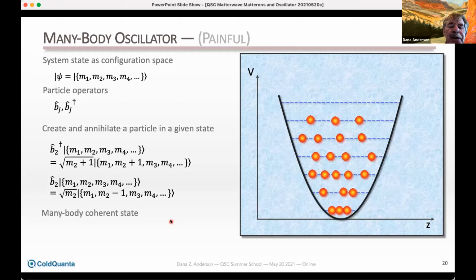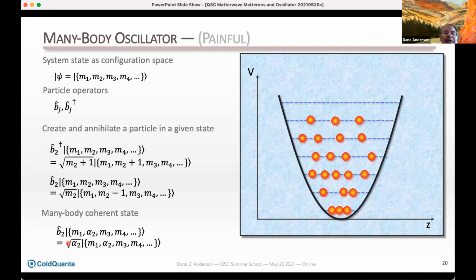And then there's something called a many-body coherent state. That's different from the harmonic oscillator coherent state I mentioned before. Many-body coherent state means that in one of these levels, I have an uncertain number of particles. When I operate the annihilation operator, I get an eigenvalue called alpha 2, reflecting the fact that the number of atoms in the second state is uncertain. Given that it's an eigenvalue, I refer to this as a many-body coherent state.